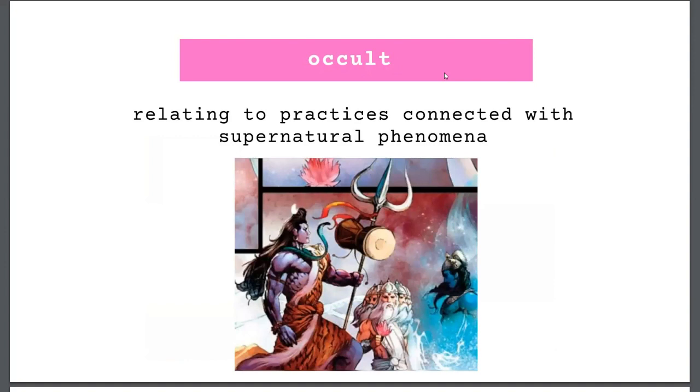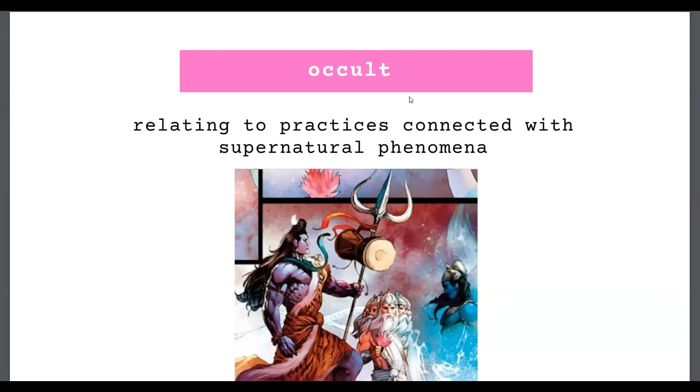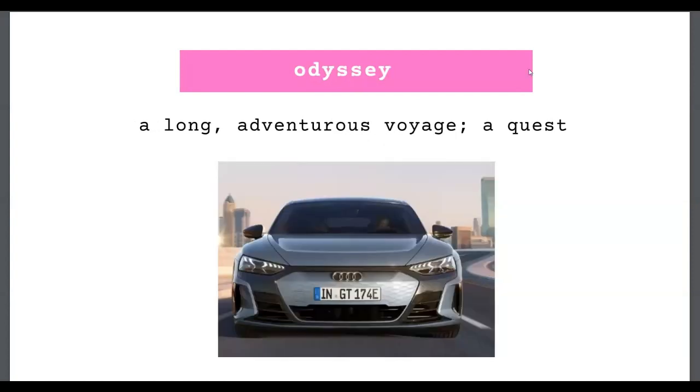Next word is occult, which means relating to the practices connected with supernatural phenomena. So you can connect this with the image of these gods. So God के image से आप connect कर सकते हो, which is a supernatural phenomena. Otherwise आप इसको break करके भी याद रख सकते हो, wherein you can just focus on the word cult. So you can imagine some of the movies which were cult classic and which were based on supernatural phenomena. So you can consider the example of Brahmastra, which was one of the cult classic movies and which was also related to some supernatural phenomena. Moving to the next word.